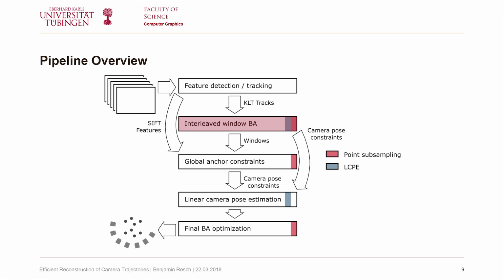It means we're going along our video stream in a sliding window, with overlapping sliding windows, and we just have a look, or we just reconstruct with bundle adjustment what's inside of this window. We don't reconstruct the whole scene. So let's have a look at that. It's called interleaved window bundle adjustment. That means even in this window, we are not using all the camera poses, but just some of them.